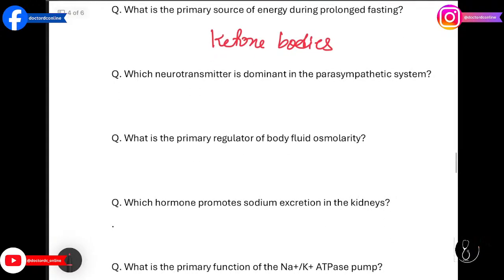The next question is which neurotransmitter is dominant in the parasympathetic system, and the answer is acetylcholine because it mediates rest and digest responses via muscarinic receptors.